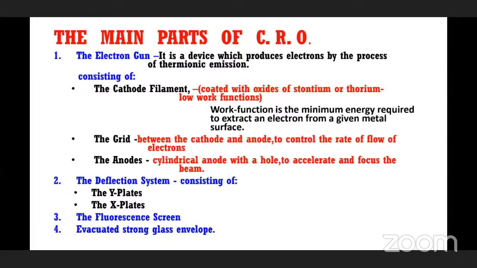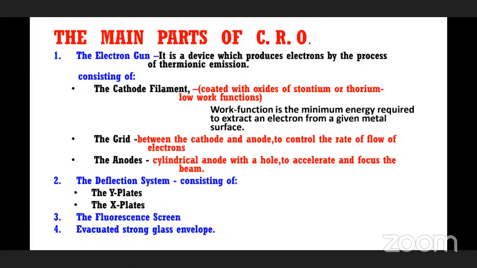And the reason we are coating the cathode filament with the oxides of thorium and strontium is because they have a very low work function, or they simply require a very low amount of energy so that the electron can be ejected from the cathode filament.